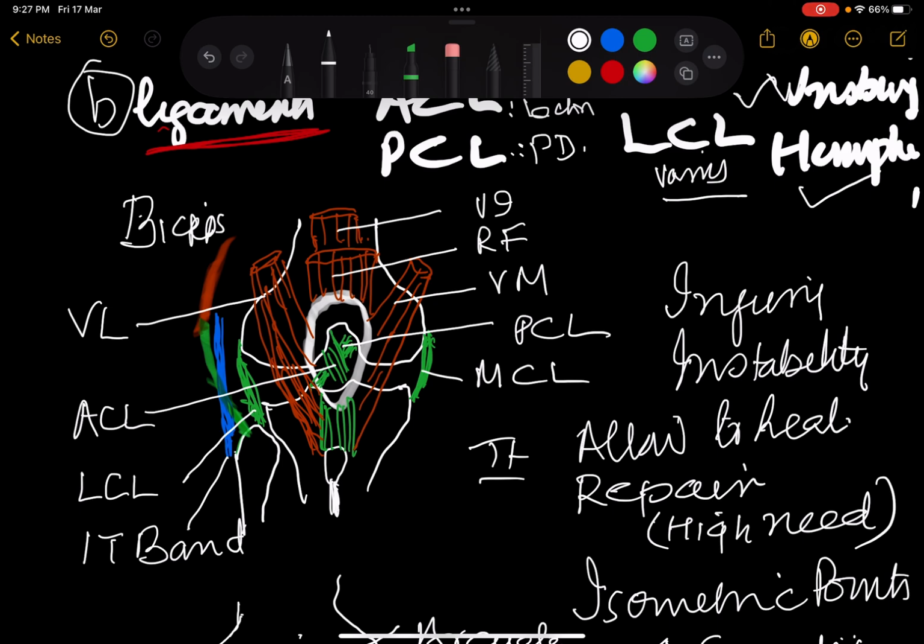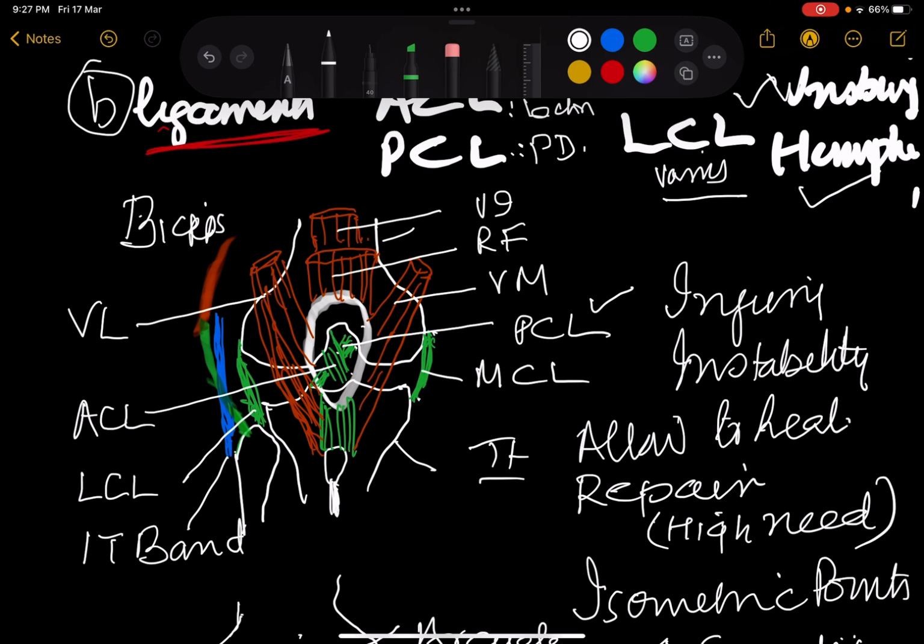So here we show you that this is the femur lower end, here is the tibia, this is the patella, and we have made the patella transparent so that you can see the anterior cruciate ligament attached to the lateral condyle, and remember it by LAMP. Lateral condyle, anterior cruciate ligament, medial condyle, posterior cruciate ligament. So that is the posterior cruciate ligament here, and this is the anterior cruciate ligament.